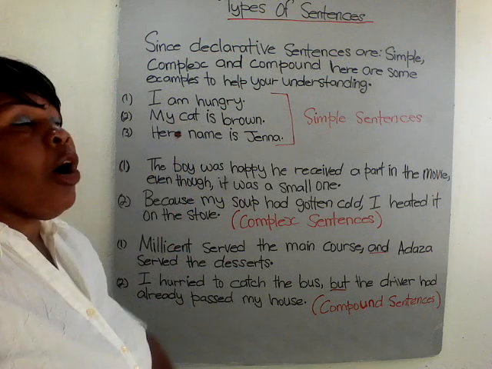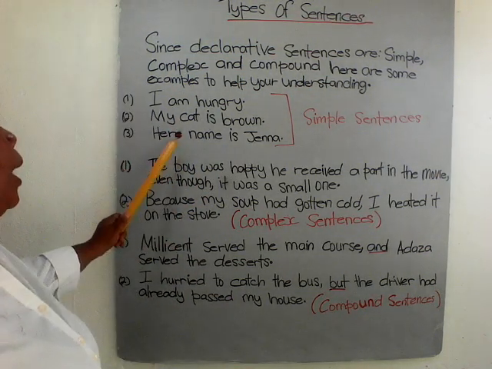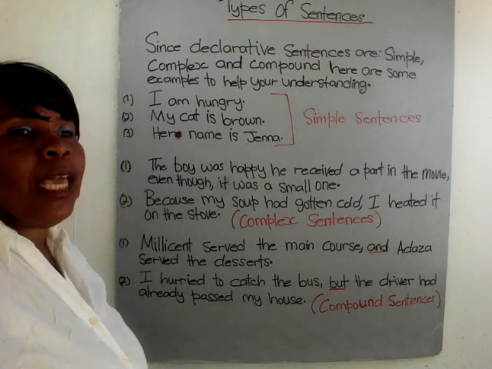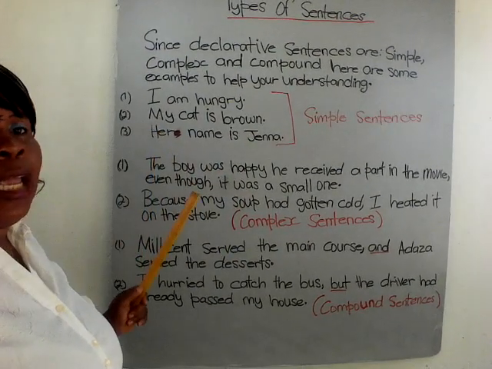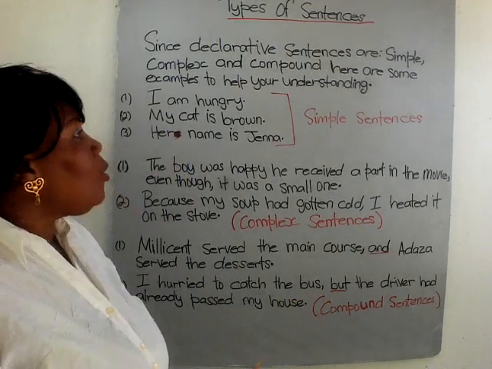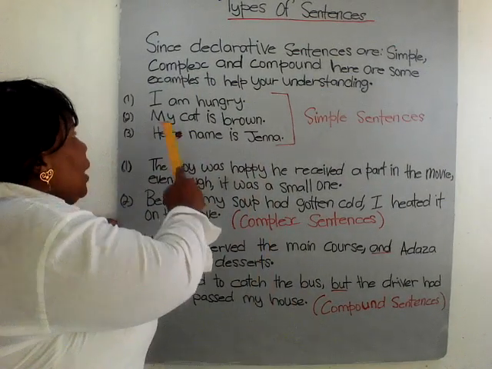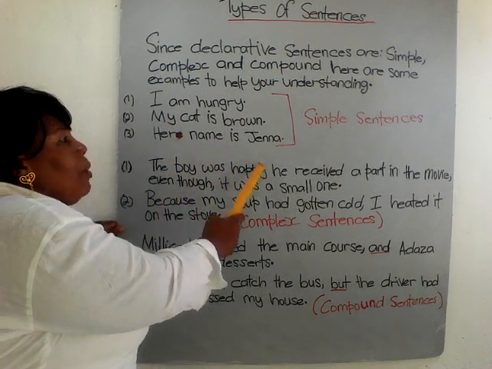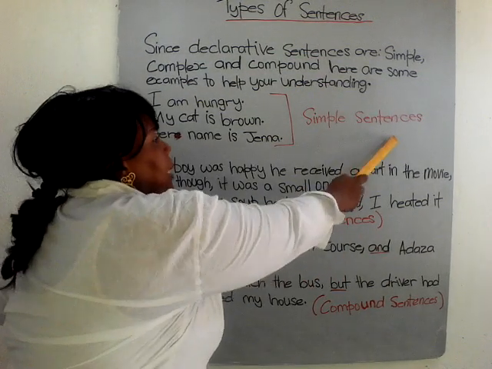Alright, I am hungry. My cat is brown. Her name is Jenna. Sorry, I had a little mistake here. So it's "her name is Jenna," and I had "here" instead. Alright? Human being. We make mistakes, right? So all these are simple sentences, right? I am hungry. My cat is brown. Her name is Jenna. All three of them are simple sentences.